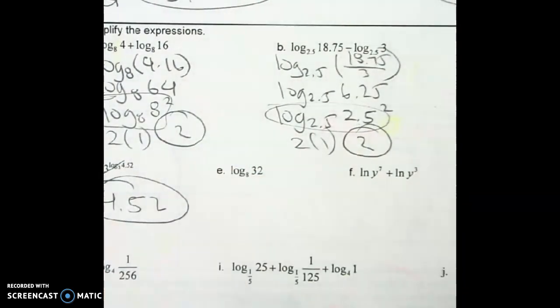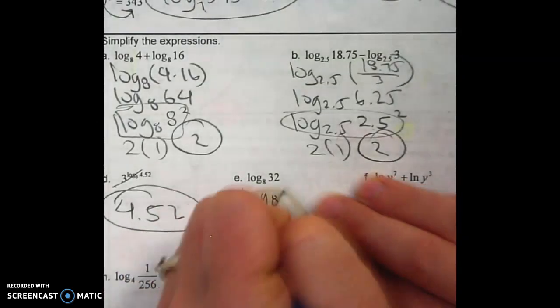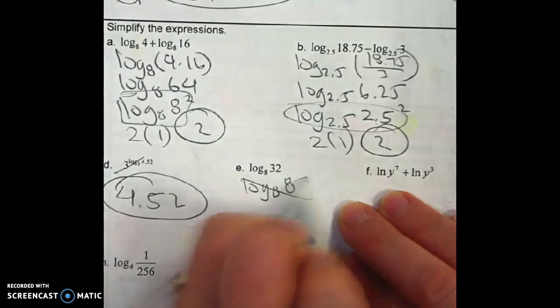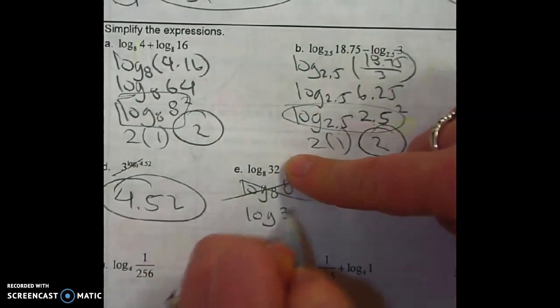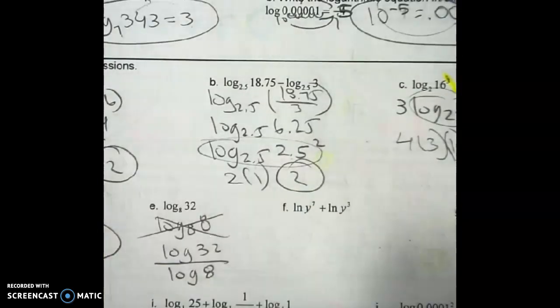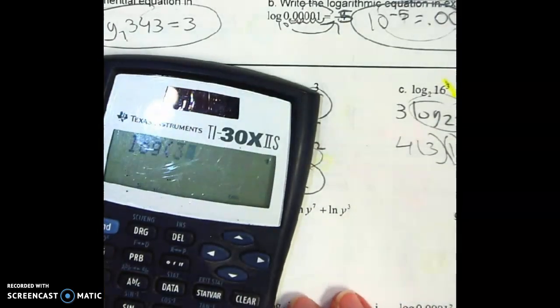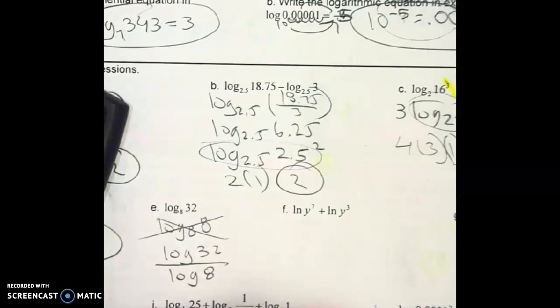I like that one. Okay, this one, if I try to make the bases the same, I can't. So the rule says if you can't do that, you do the log of the big over the log of the base. Log of 32 divided by log of 8, 1.67.